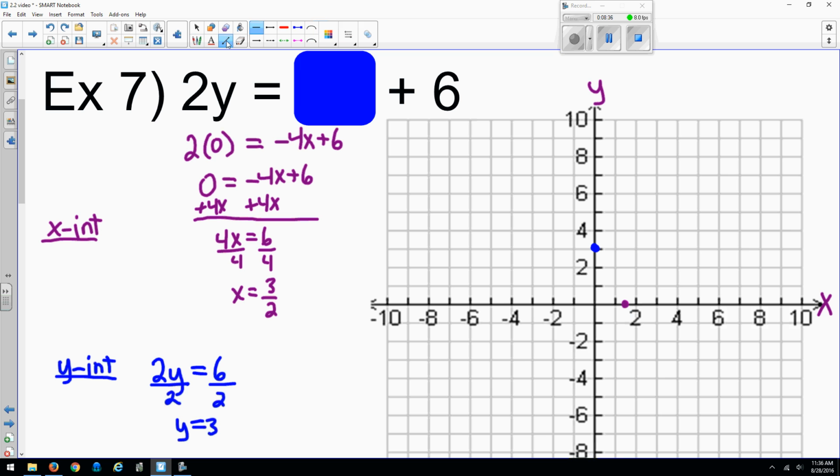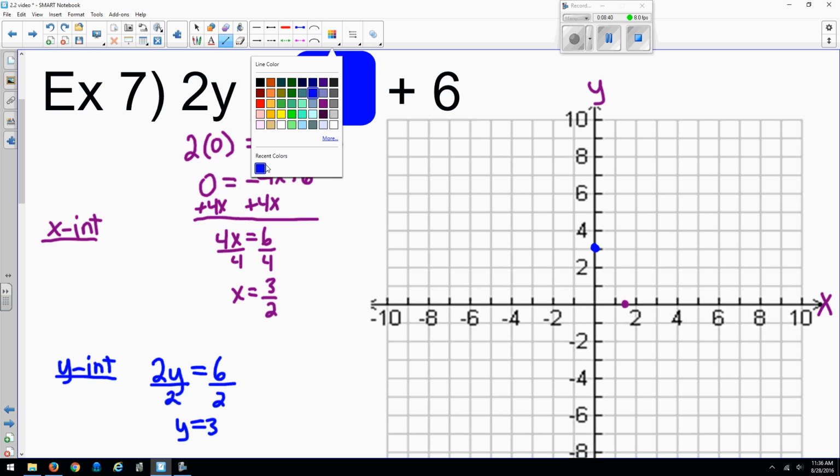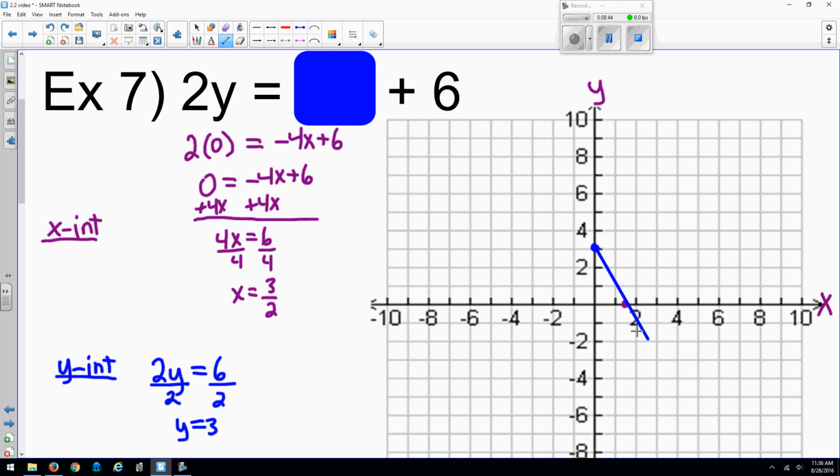And then I'm just going to connect it with a line. Okay, remember this graph keeps going, so we're going to go ahead and put arrows on the end of the line. And we can see that this certainly is linear.